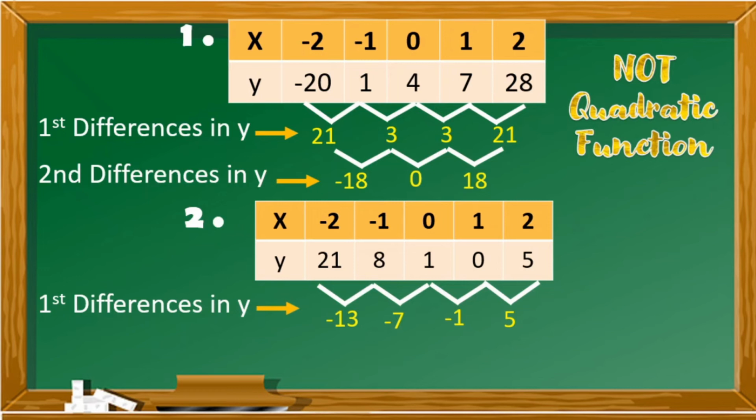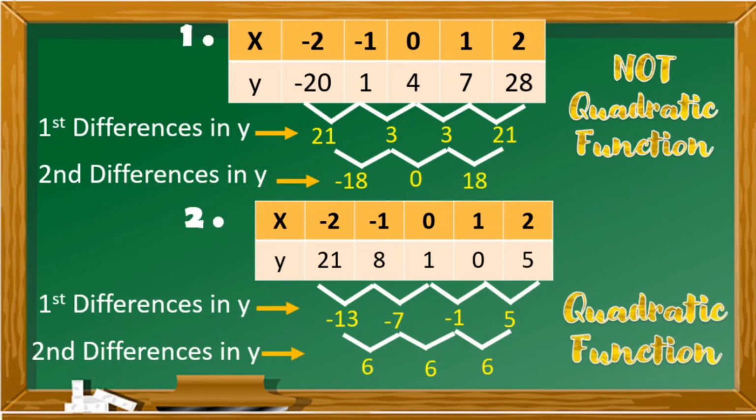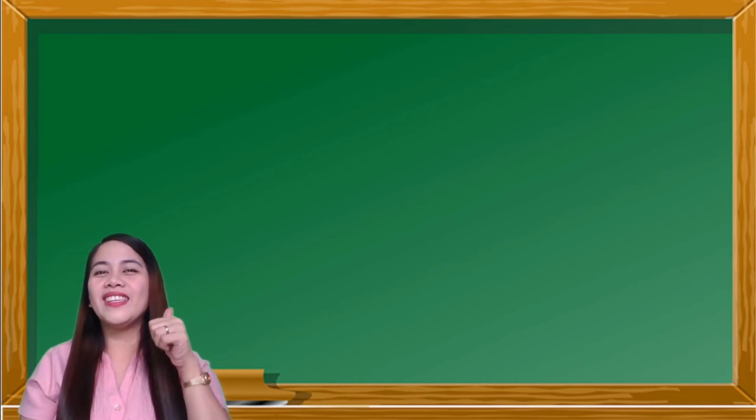Let's get the second differences in y. 5 minus -1 is equal to 6. -1 minus -7 is equal to 6. And -7 minus -13 is equal to 6. Is this a quadratic function? If you said yes, you are right. As you see, the second differences in y values are equal. Is it clear to you?